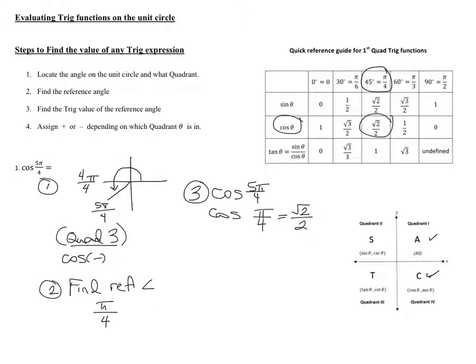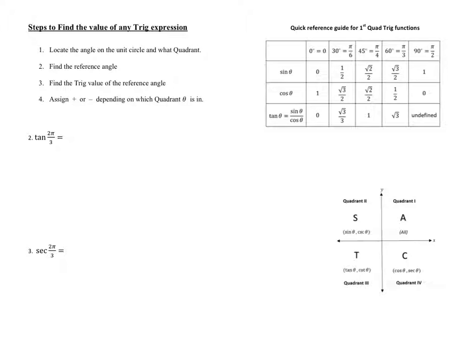We know that's the case. All we need to do now is to assign it a positive or a negative. Okay, but we already found earlier that because it's in quadrant 3, the cosine is negative. Therefore, the cosine of 5 pi over 4 is negative square root of 2 over 2. And that's our answer. Okay, let's look at the next example, the tangent of 2 pi over 3.